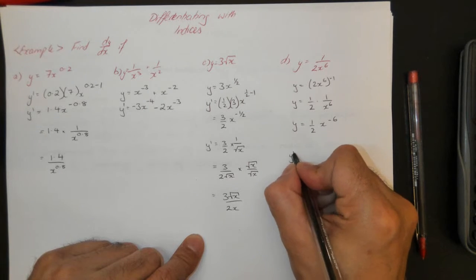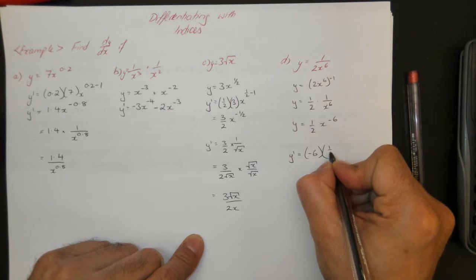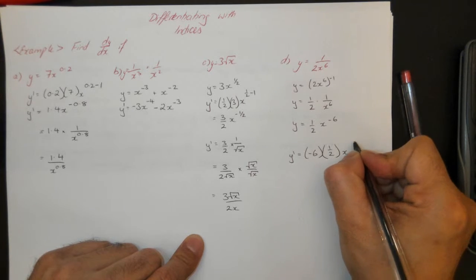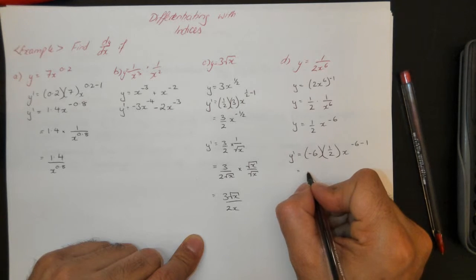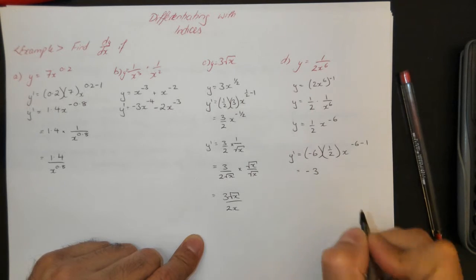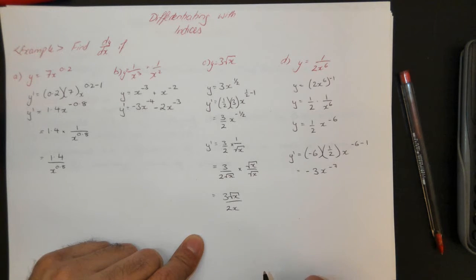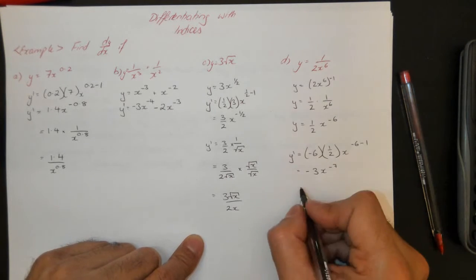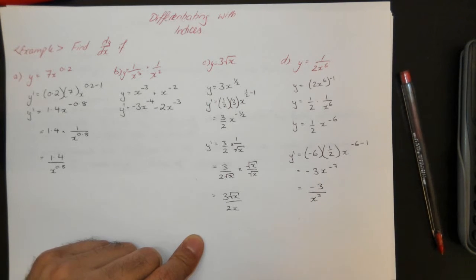So for the derivative, we bring the power down, multiply by the constant, and reduce the power by 1. So that's going to be negative 3 x to the power of negative 7. And we can rewrite it like that. So it's going to be negative 3 over x to the power of 7.